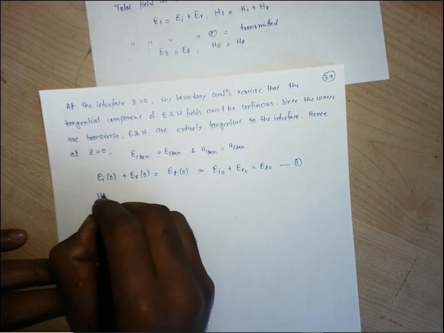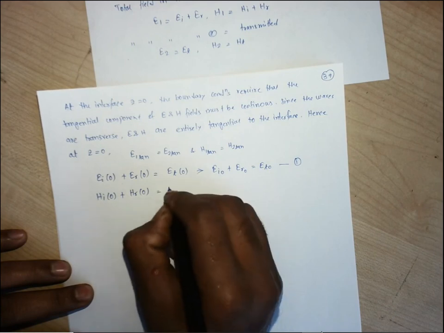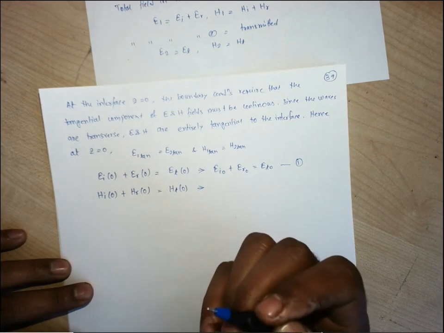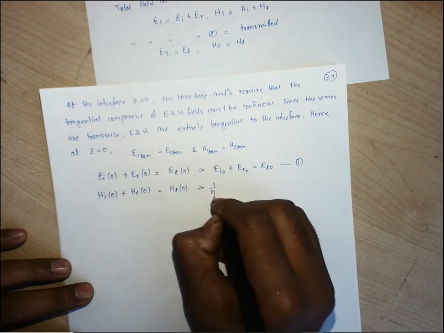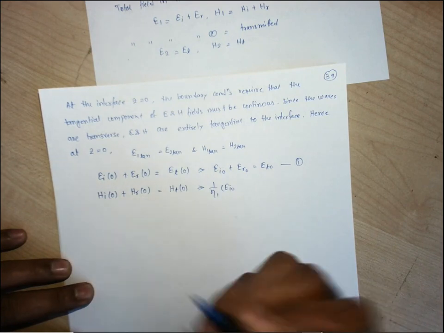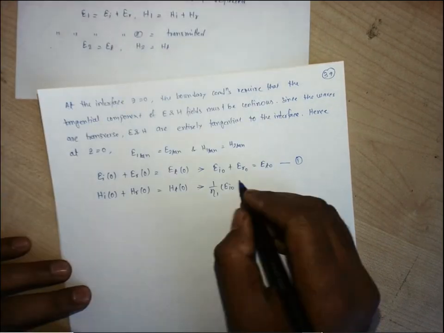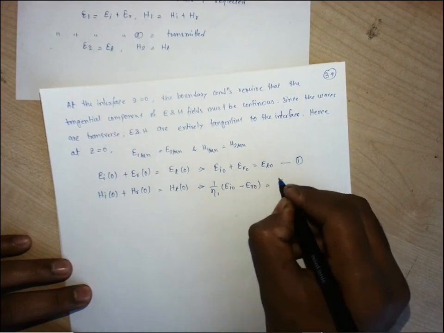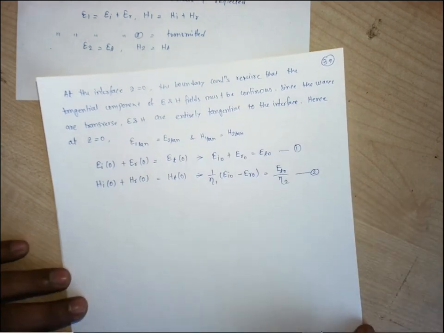Same for the magnetic field. If we write with respect to electric field here also, in medium 1 it is EI0 by eta 1. What will be the reflected? Reflected is minus of this one, right? So we need to put minus ER0 by eta 1, is equal to ET0 by eta 2, which is in medium 2. This is equation 2.